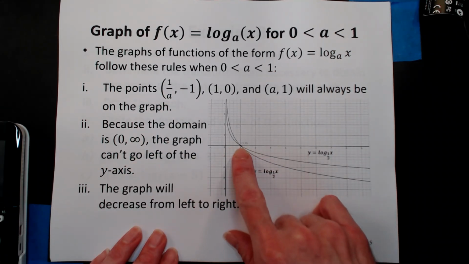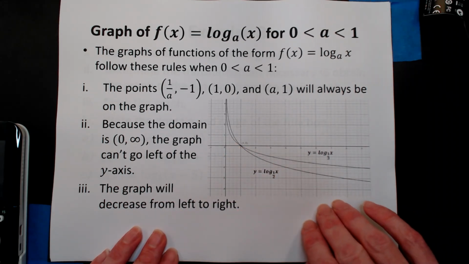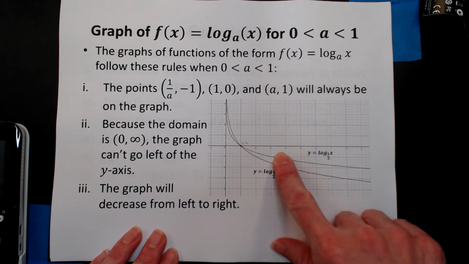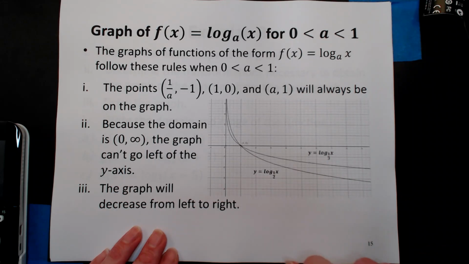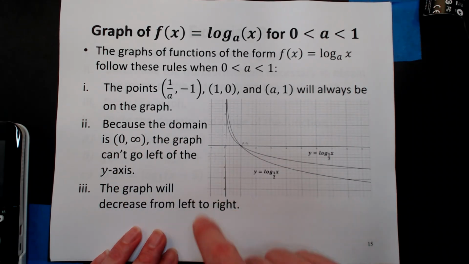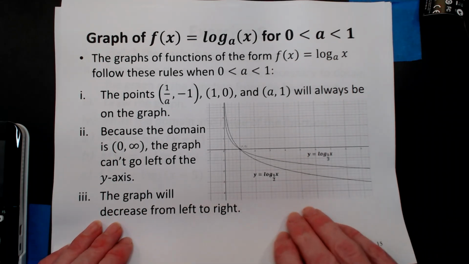So when you plug in that fraction, you'll get a negative number back out. This is a number greater than 1, so it's actually over here, and you get -1 back out right here. And then because the domain is once again from 0 to infinity, you can't go left of the y-axis, and the graph will decrease from left to right.